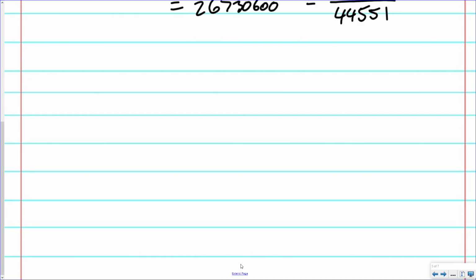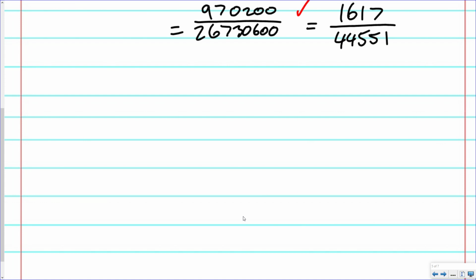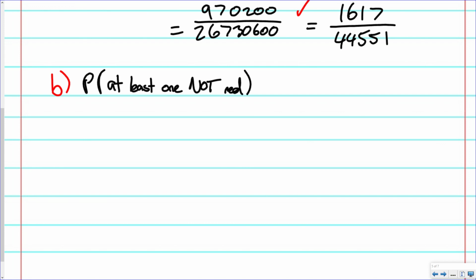Alright? So now we need to find the probability that at least one is not red. So if we want to find the probability that at least one is not red, well, this is kind of like an opposite of the at least questions that we normally do. So normally when we have an at least question, it's asking us what's the probability that at least one is red. Well, now we're trying to find the probability that at least one is not red. So the probability of at least one not red, the opposite of at least one not being red is all 3 of them being red.